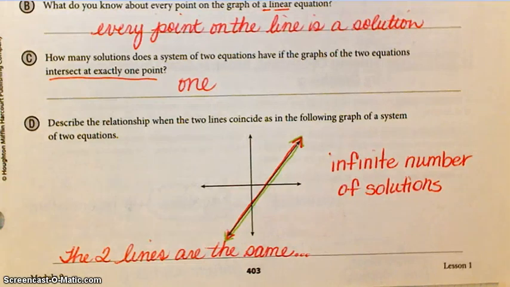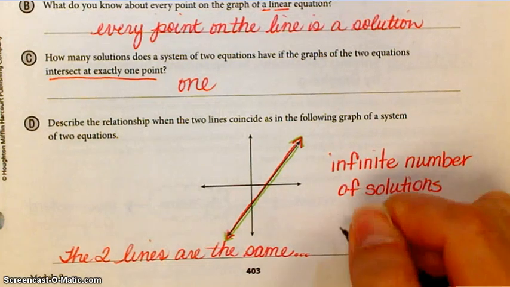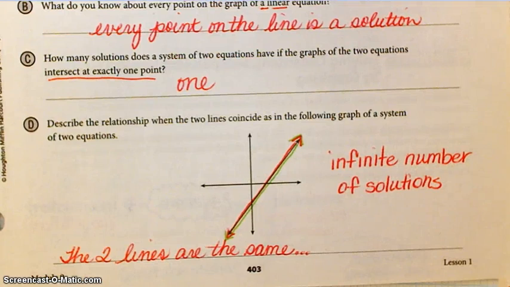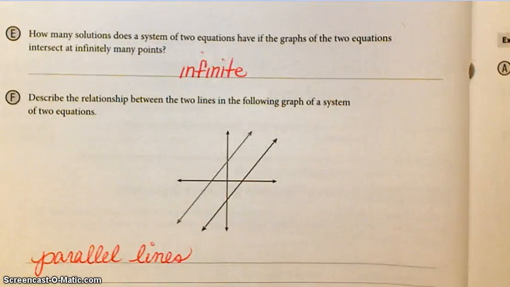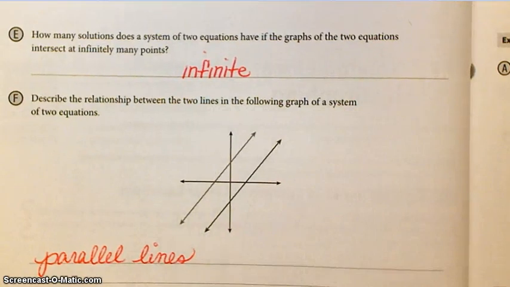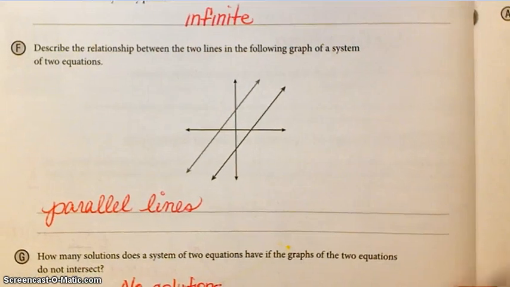Let me see if I can think of two lines in disguise that are really the same line. All right. Okay. So they look a little bit different, but if you had these two equations, they're really the same line. So you'd have an infinite number of solutions, for instance. So again, how many solutions does a system of two equations have if the graphs of the two equations intersect at infinitely many points? Meaning that the lines basically sit on top of each other. You would have an infinite number of solutions because the two lines are basically the same line.